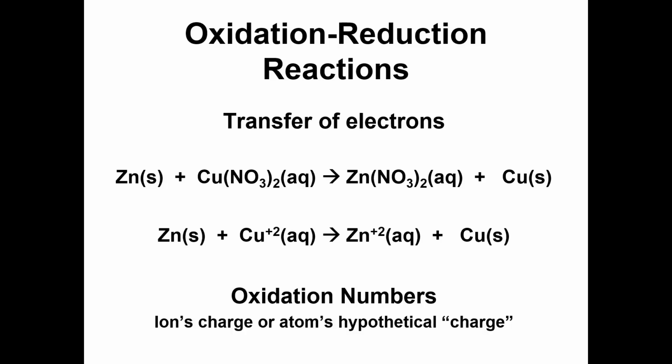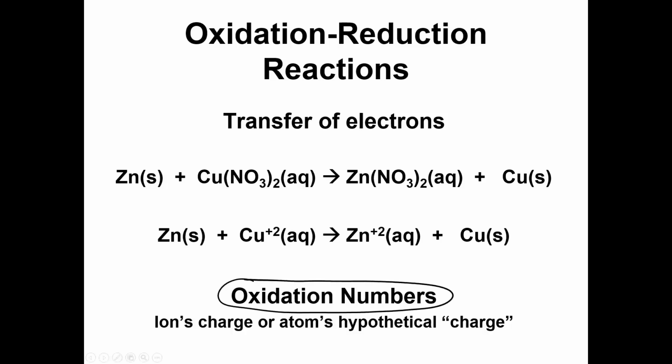Zinc and copper nitrate is a single replacement where copper is replaced with zinc. Or combustion reactions, where hydrocarbons are burned, anything that's oxidized. And so you already should be able to figure out what the charges are of these elements, at least some of them, right? And those charges are going to be called oxidation numbers or oxidation states.